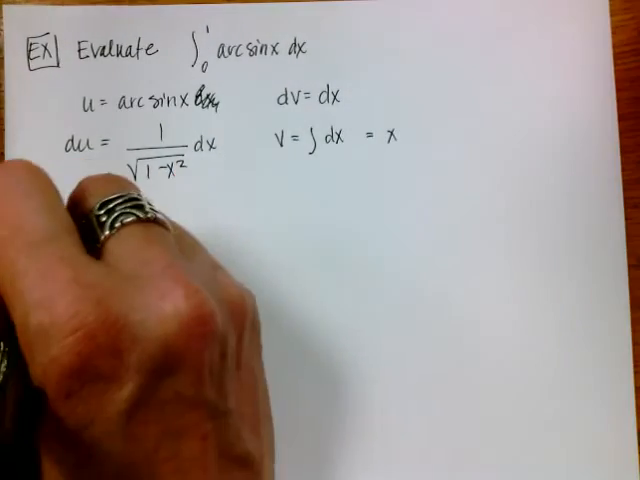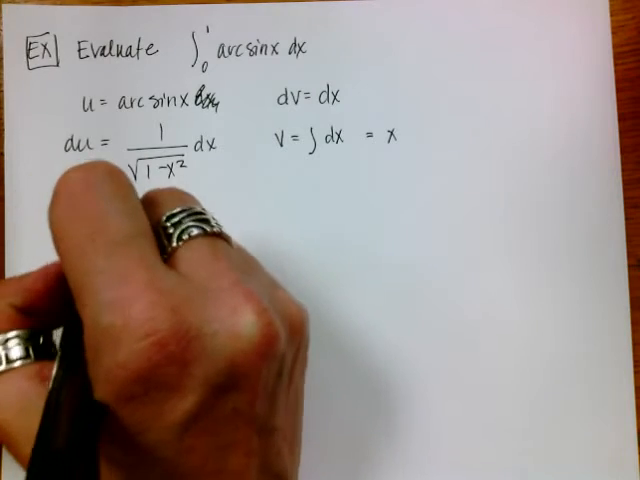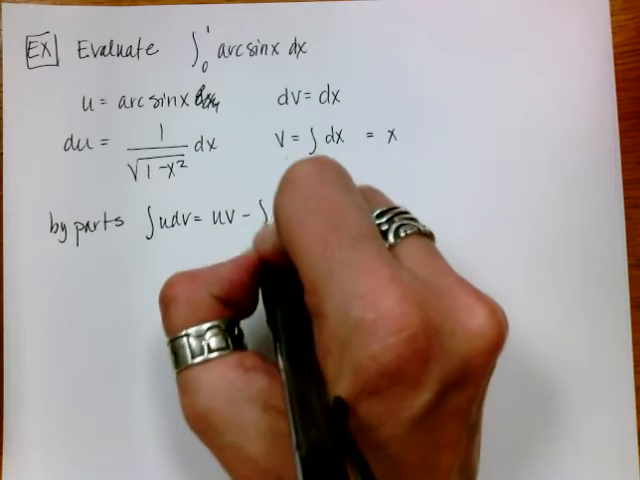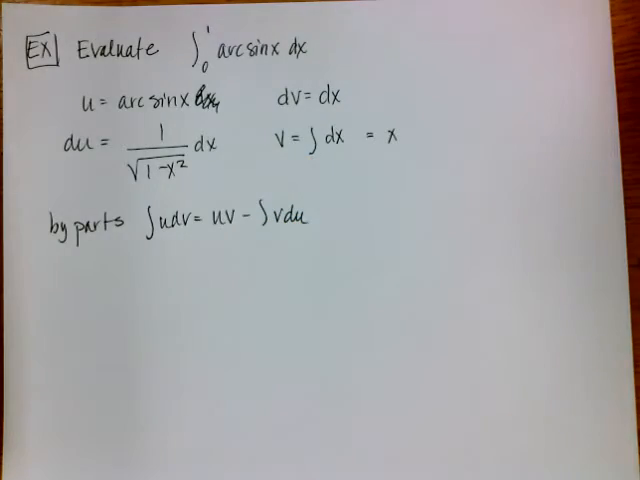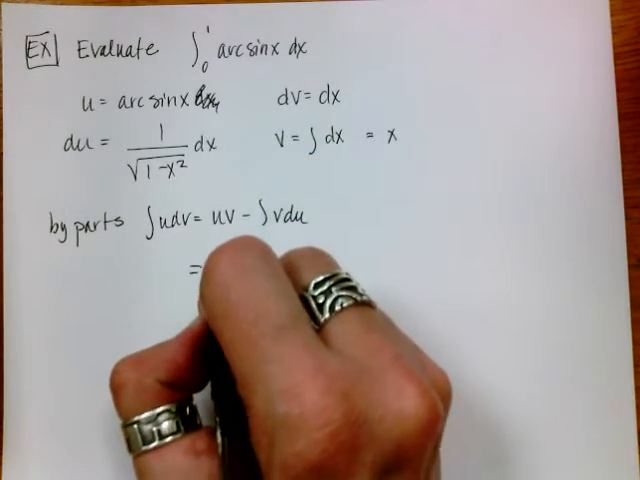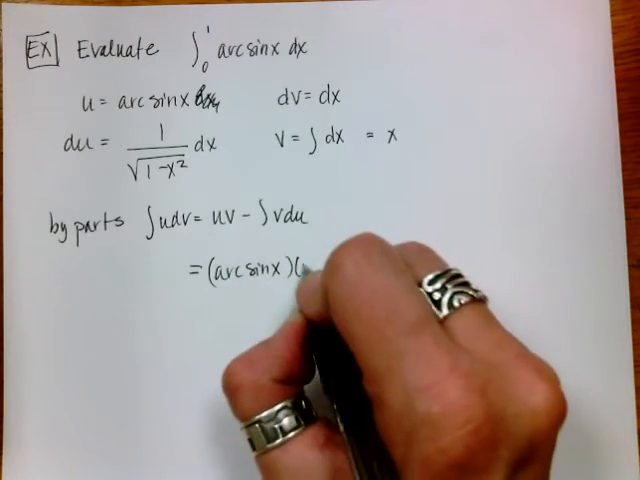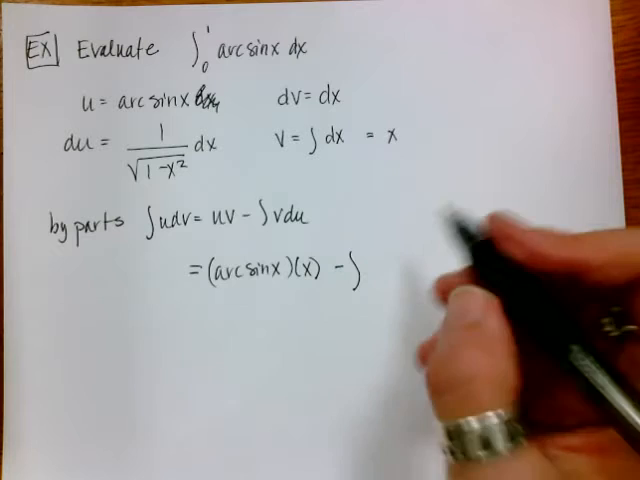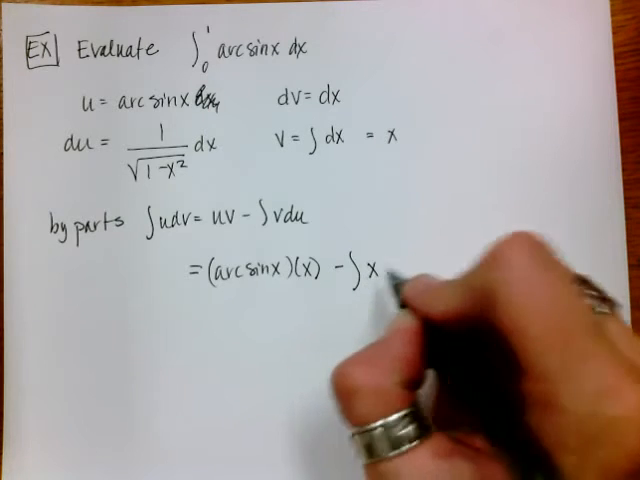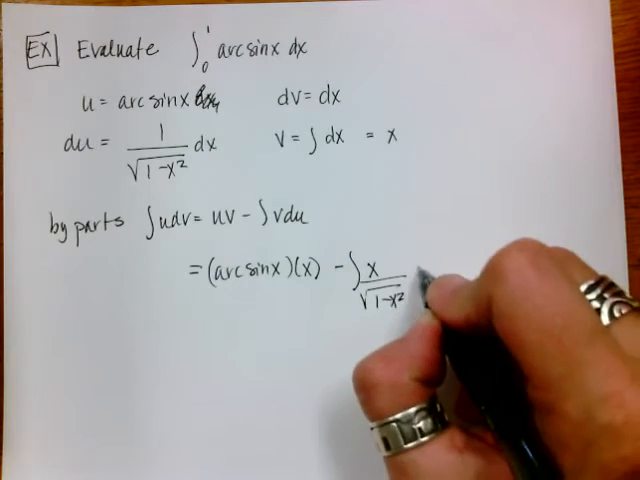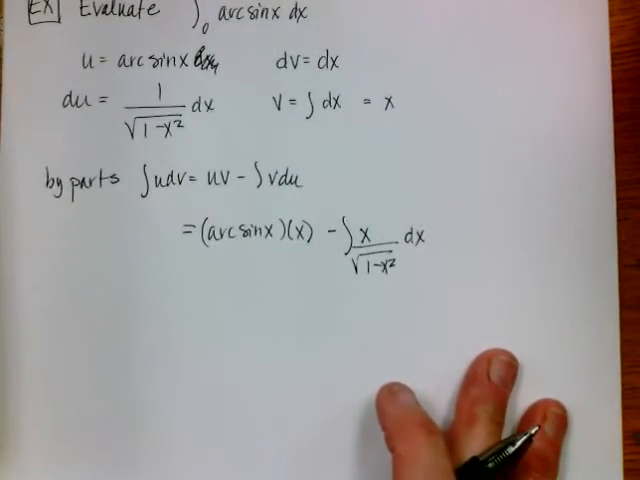So my integration by parts is the integral of u dv is u times v minus the integral of v du. So I'm going to substitute in my u, arc sine of x, times v, which is x, minus the integral of v, x, du, is 1 minus x squared dx, okay?